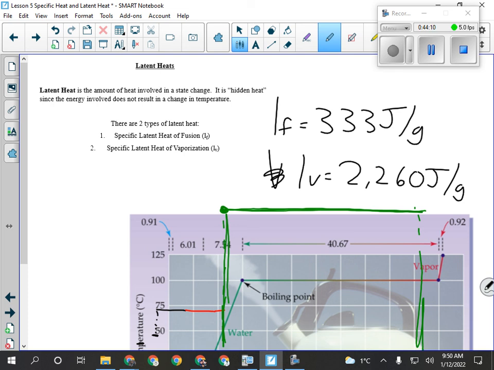So that means that if you have water at 100 degrees Celsius, it will take 2,260 joules to vaporize 1 gram of water. And is that a lot of energy? It's a huge amount of energy.